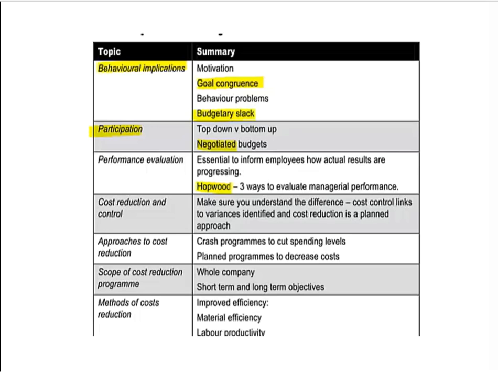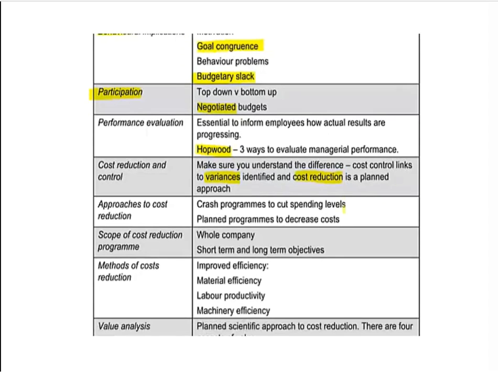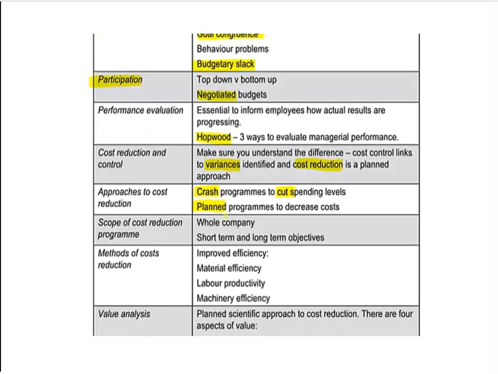We looked as well at reducing and controlling costs. So cost control then very much linked to the variances we'll see later on, whereas cost reduction is not just trying to come in line with the budget like cost control, but actually reduce spending overall. And there are different approaches then to cost reduction. So crash programs, where we very quickly need to cut spending levels because of an impending crisis, and a planned program where we want to reduce our cost base over time.